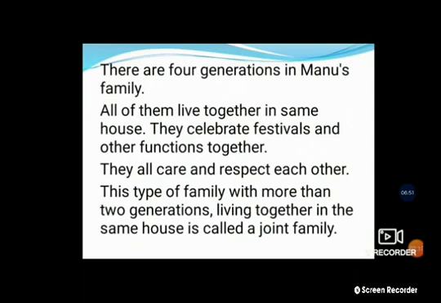This type of family has more than 2 generations. Listen carefully. More than 2 generations living together in the same house is called a joint family. What is called a joint family? So now look at the screen, mobile screen. More than 2 generations living together in the same house is called a joint family. So now you are understanding the definition of a joint family, students.